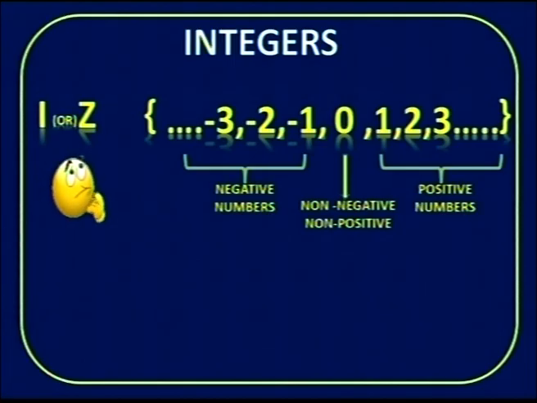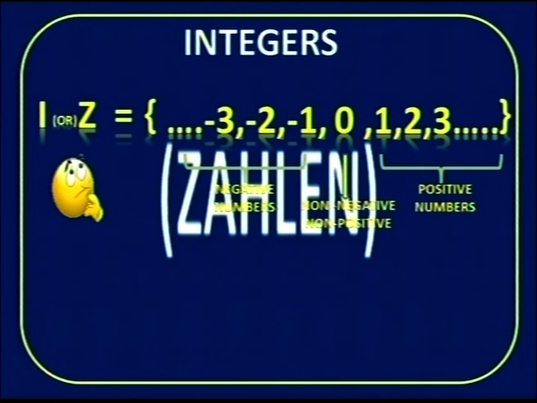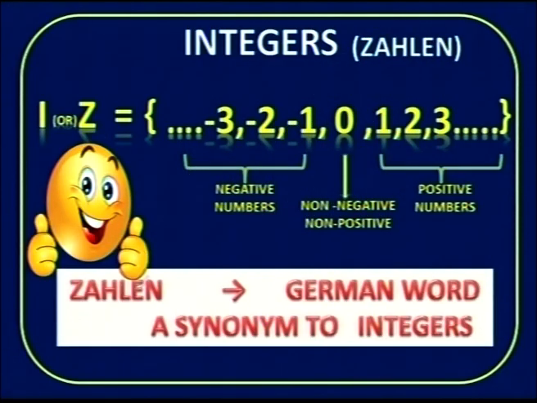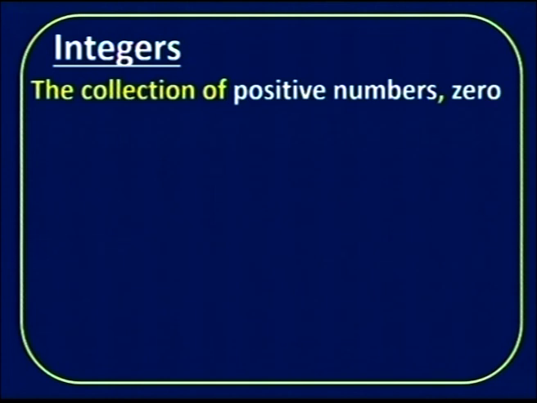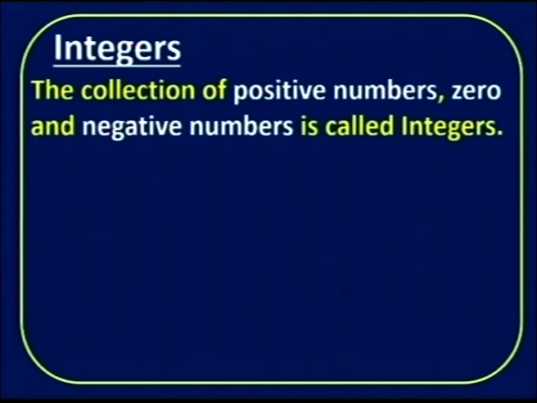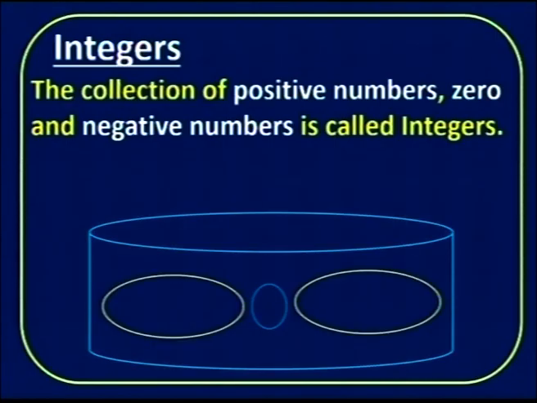Now, students may get a doubt here. What is Z? I, okay, it is for integers starting with I. What is this Z? Yes, it is Zahlen, which is a German word and a synonym to integers. Now onwards, we represent integers with Z. Okay, what are integers? The collection of positive numbers, 0 and negative numbers is called integers.